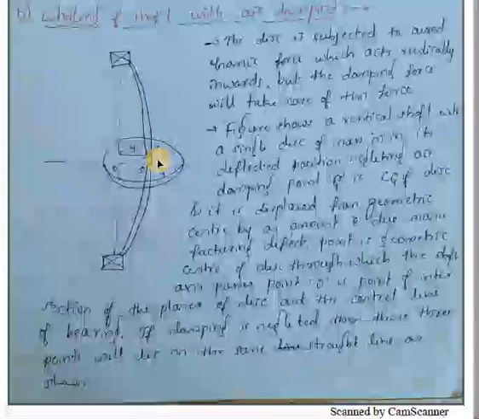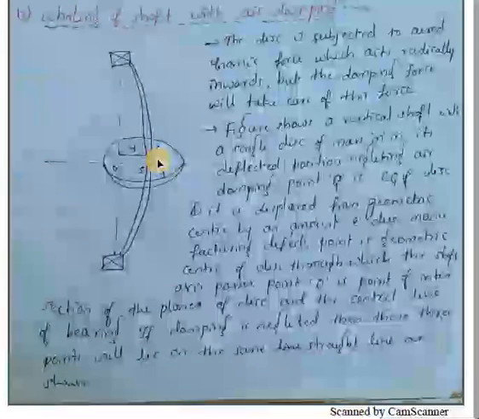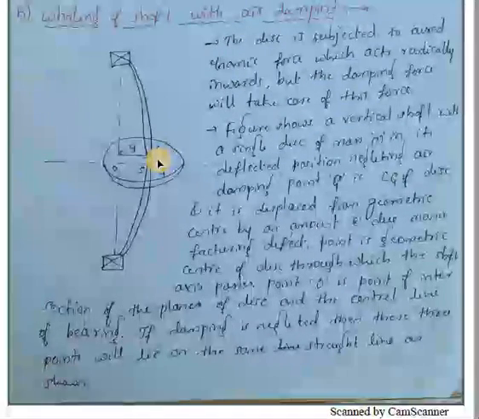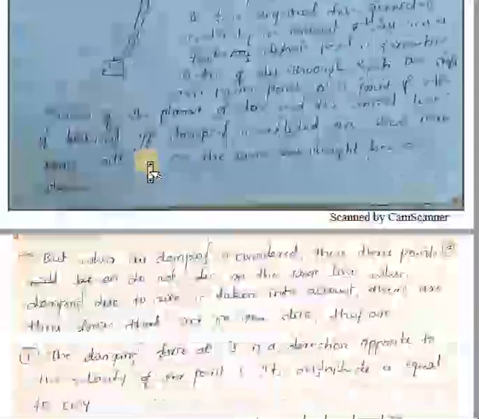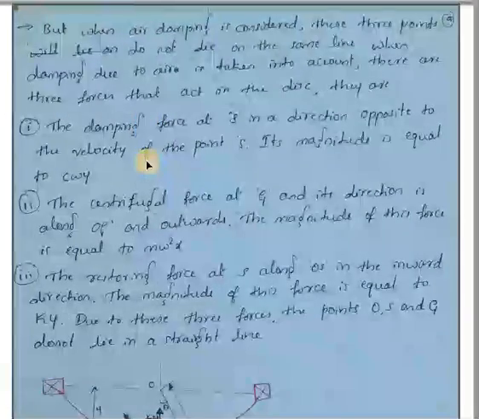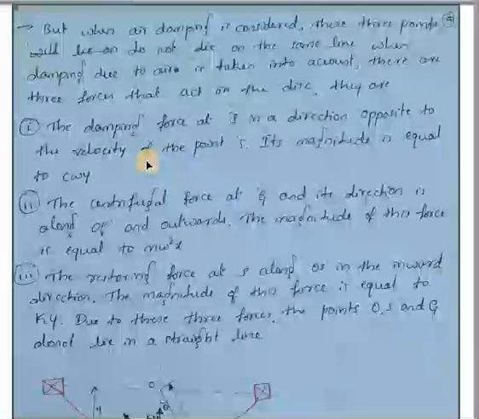If the damping is neglected, then these 3 points will lie on the same straight line. But when the air damping is considered, these 3 points do not lie on the same line.